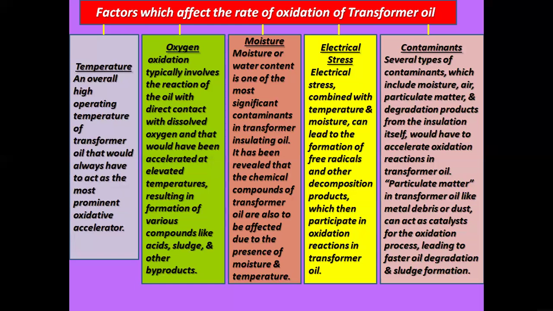5. Contaminants. Several types of contaminants, which include moisture, air, particulate matter and degradation products from the insulation itself, accelerate oxidation reactions in transformer oil. Particulate matter in transformer oil like metal debris or dust can act as catalysts for the oxidation process, leading to faster oil degradation and sludge formation. Let's stop here, to be continued at a later stage.